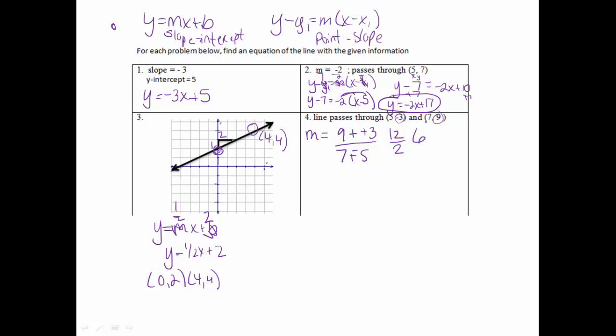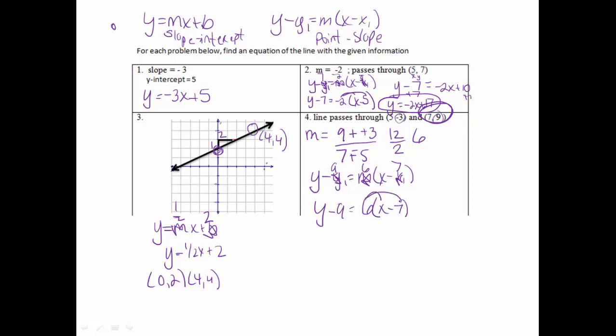All right, and then I get to pick my favorite point. I believe I'm going to pick 7, 9. I'll use the point slope form, y minus y1 equals m times x minus x1. My y is going to be 9. My m is going to be 6. My x is going to be 7. So I'm going to have y minus 9 equals 6 times the quantity x minus 7.